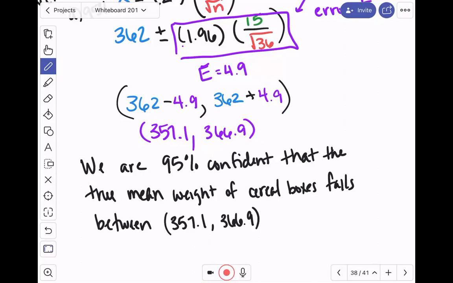Furthermore, if we kept doing this a whole bunch of times, 95% of all the intervals constructed will capture the true value. Which means that if I did it 100 times, for instance, 95% of my intervals should contain the true mean.